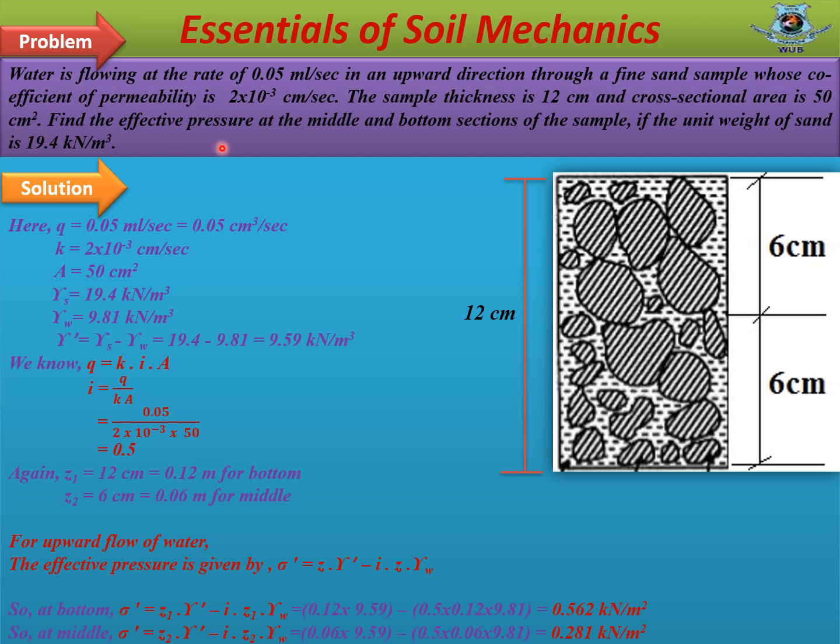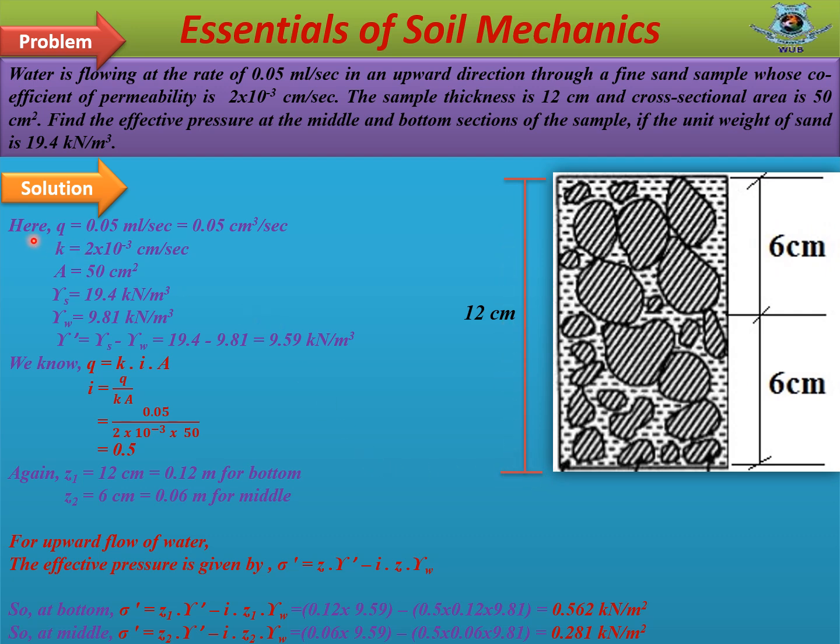Find the effective pressure at the middle and bottom sections of the sample if the unit weight of sand is 19.4 kilonewton per meter cube. So we have to calculate effective pressure at the middle, that means when Z equal to 6 centimeter, and at the bottom, that means when Z equal to 12 centimeter.